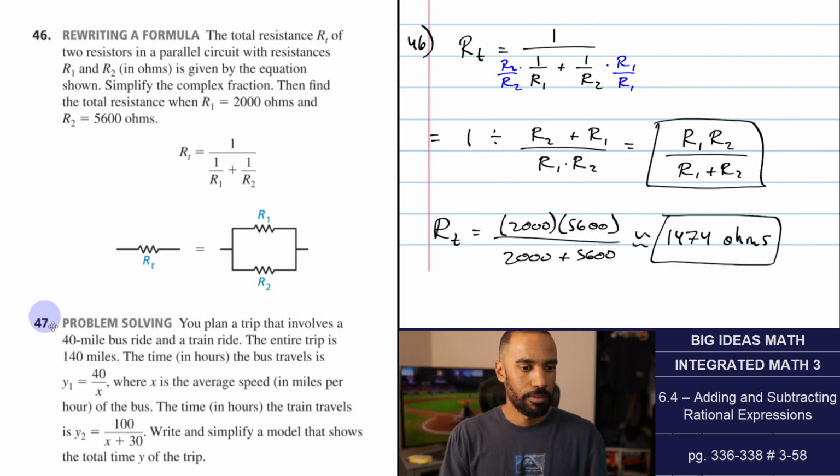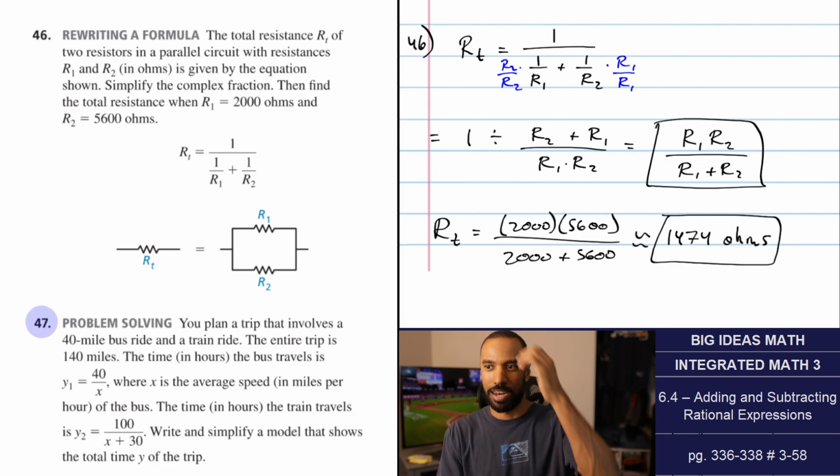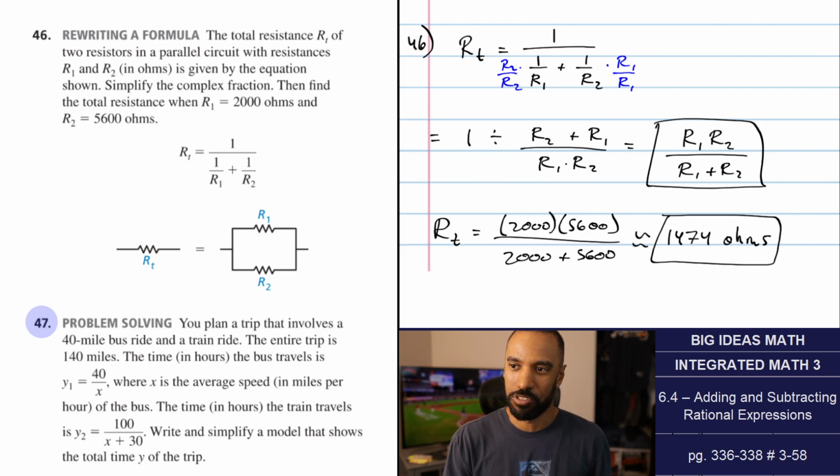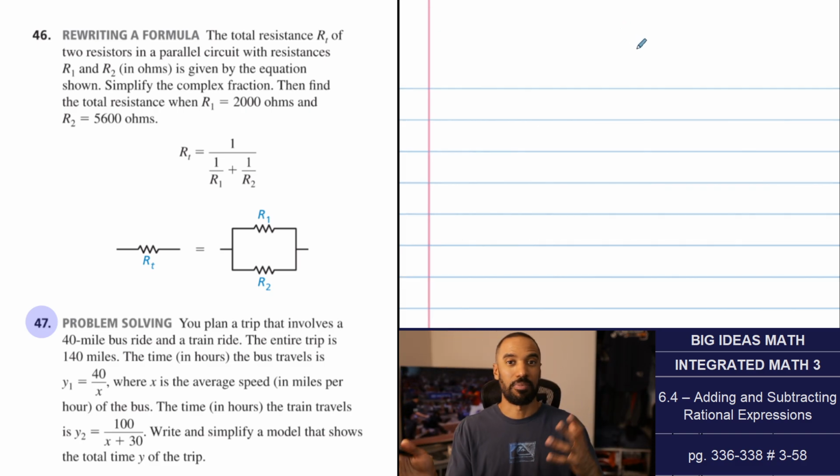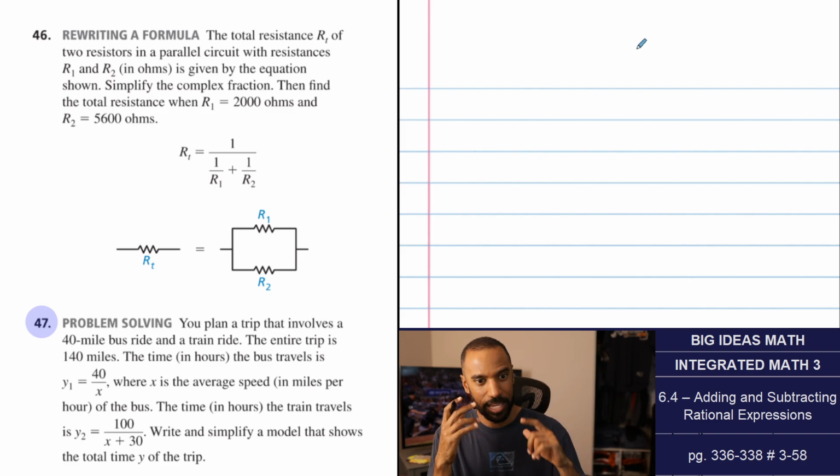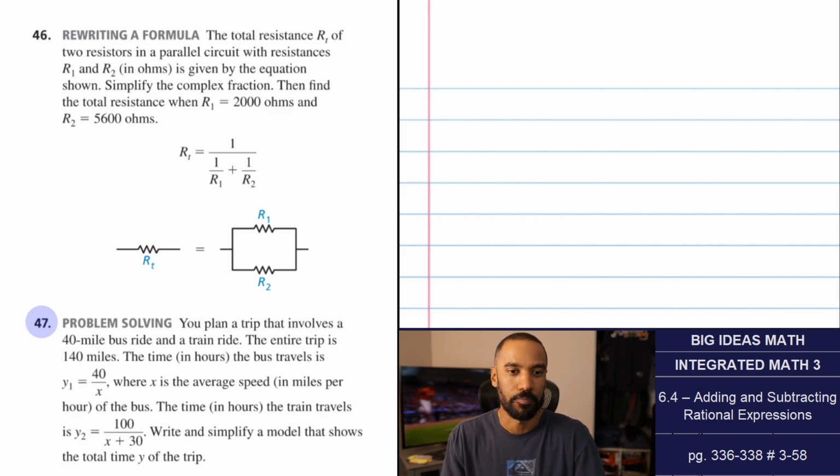Number 47. And yes, I think it's that kind of question. Again, I'm not going to dive deep into it, but the whole, how long would it take to do something together if you knew your own separate things? I think this works in that same kind of way, the formula.